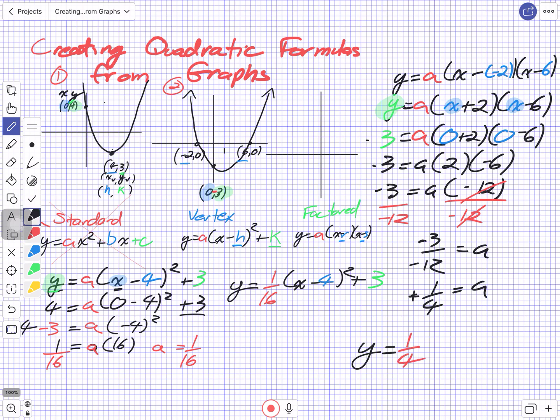So y is equal to 1 over 4 times x plus 2, x minus 6. So that's the equation for the second one. So you always, two things you got to remember: if you have the two zeros or x-intercepts, we're going to work with factored form. If you have the vertex, you're going to work with vertex form to build the equation. Okay?